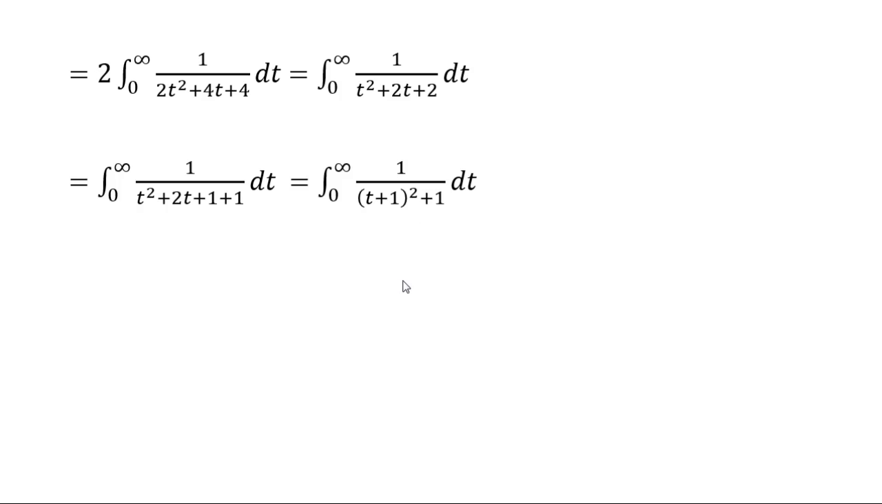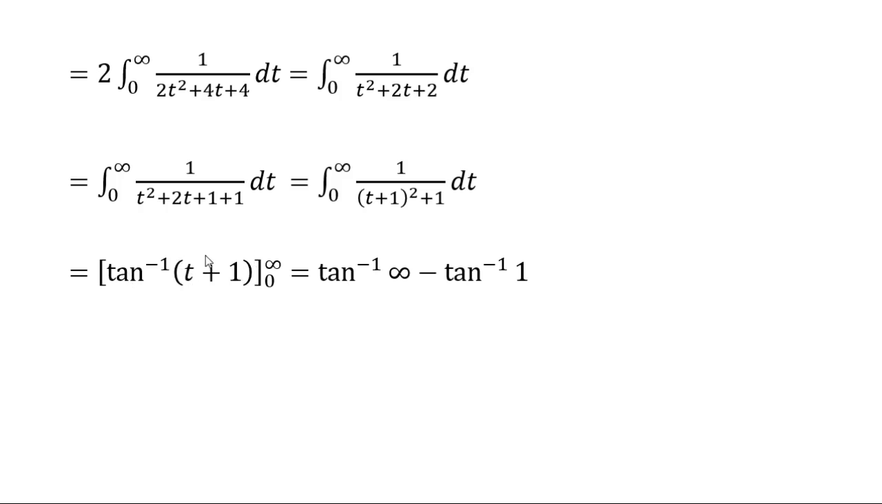Now I can integrate it. 1 upon x square plus a square, we can read it as 1 upon 1 plus x square, and its integral is tan inverse x upon a. So this is tan inverse t plus 1 upon 1. Now evaluate this integral by taking t is equal to infinity.